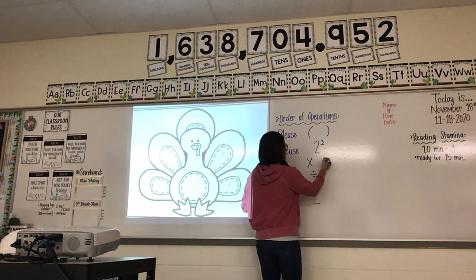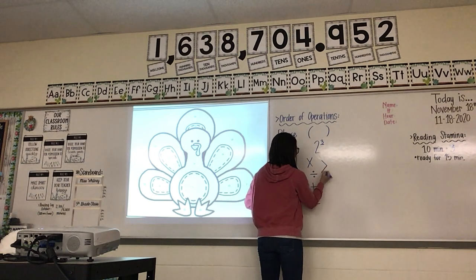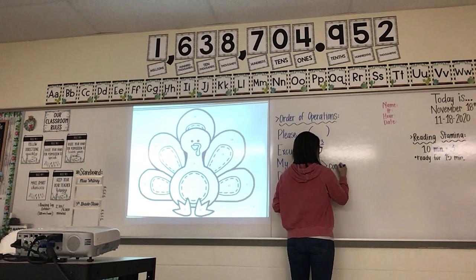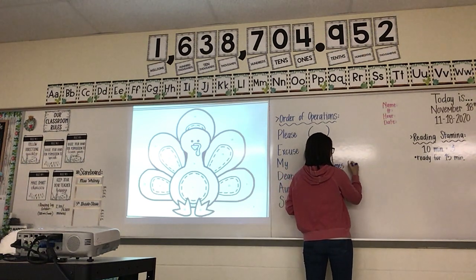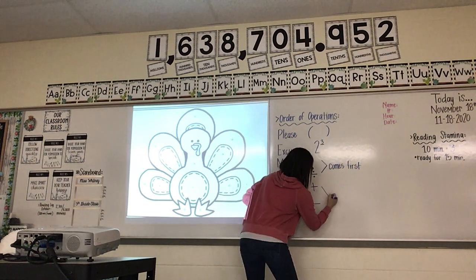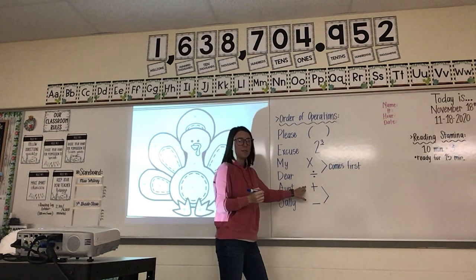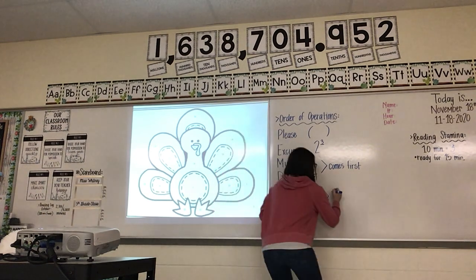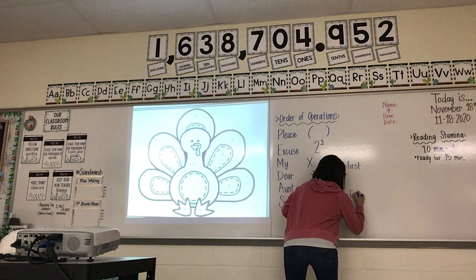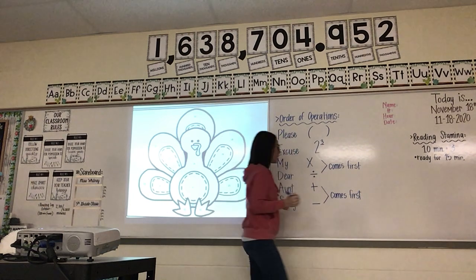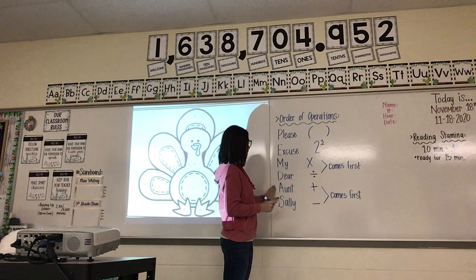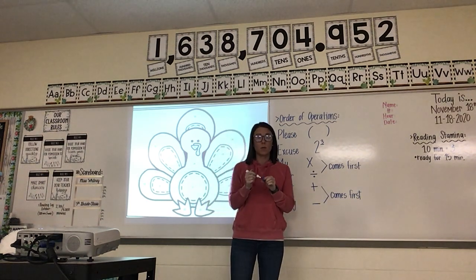Okay? If your problem has multiplication and division in it, we do whichever comes first. We just do whichever comes first. The same thing happens with addition and subtraction. So if my equation has some addition and some subtraction, I just do them in the order that they come. Whichever comes first, I do that one first, and then I do the next one. And we're going to do some examples, and that will make better sense. Okay, but stick please excuse my dear Aunt Sally in your mind, because we're going to be using that on our examples.